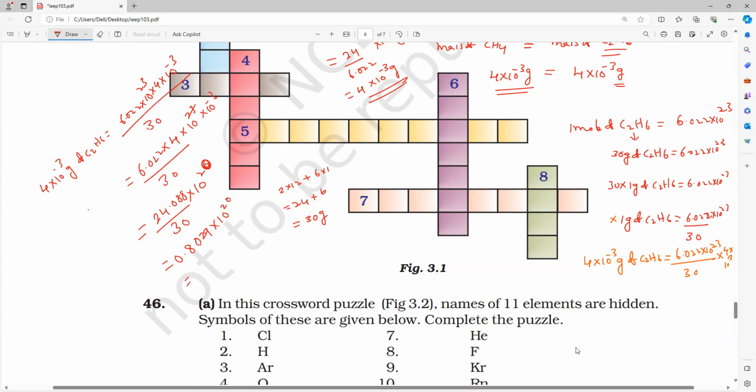Can you tell me if this is a proper number? I want to move the decimal to get 8 point. So what is the answer? 8.029 into 10 power, how much will come? 10 power 19. 19 molecules of ethane. Okay, that is the answer.